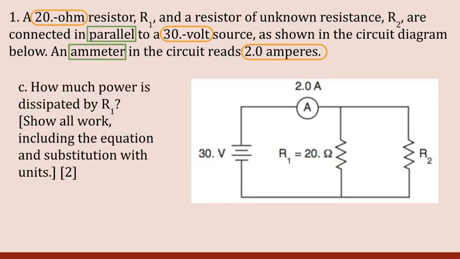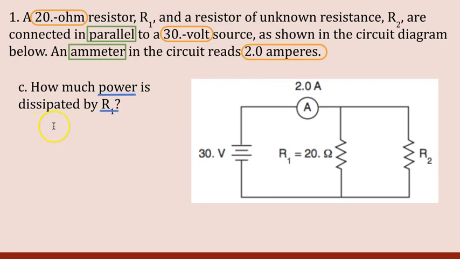Part C says how much power is dissipated by R1. So I underlined power because that's my unknown, and I'm underlining R1 because this should remind me that I can only include information that's specific to R1. So for example, 2 amps, I'm not allowed to include that in this problem because that's the amps for the whole circuit. It's not the amps just for R1. So I do know R is 20 ohms because that was given to me.